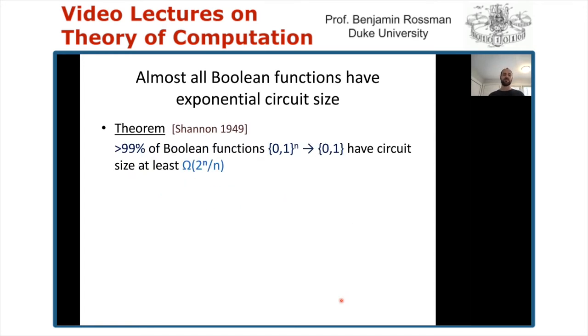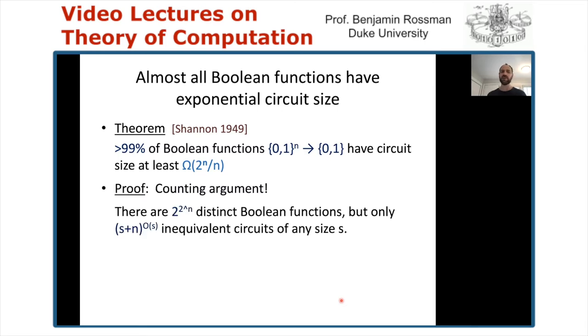Okay, so we're next going to see one of the earliest results in circuit complexity, proved by Claude Shannon in 1949. Almost all Boolean functions, and for concreteness, let's just say more than 99% of Boolean functions on n variables, require exponential circuit size. In particular, they have circuit size at least omega of 2 to the n over n. And the proof is very simple. It really is just a counting argument.